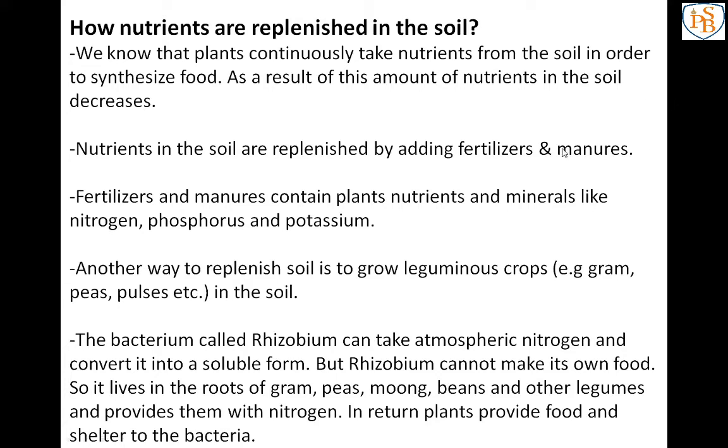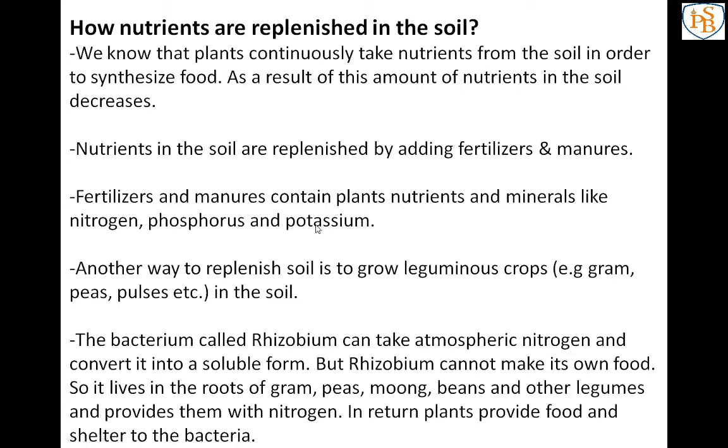So both manures and fertilizers we are adding in the soil to increase the amount of nutrients in the soil. One famous fertilizer is NPK. N stands for nitrogen, P stands for phosphorus, and K stands for potassium. K is a chemical symbol for potassium.